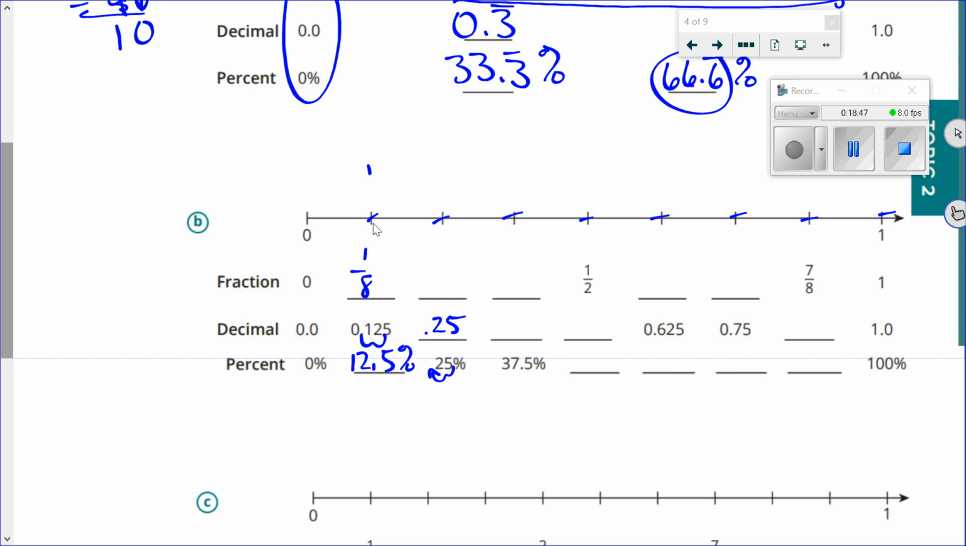I continue to count. Instead of 1/8, this is now 2/8, which I can simplify because those can both be divided by 2 to give me 1/4. My next one, now how many spaces have I gone? Guys, this isn't difficult. They gave me the percent. How do I go percent to decimal? Move it 2 to the left.